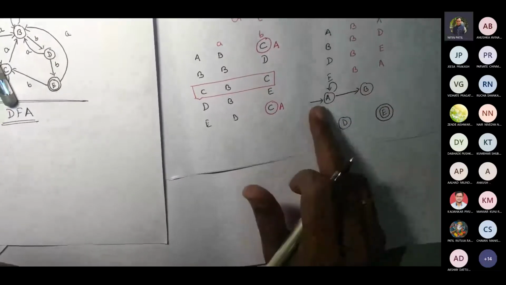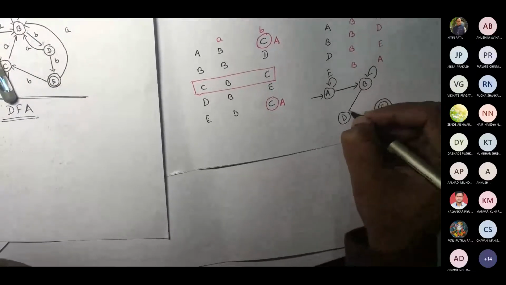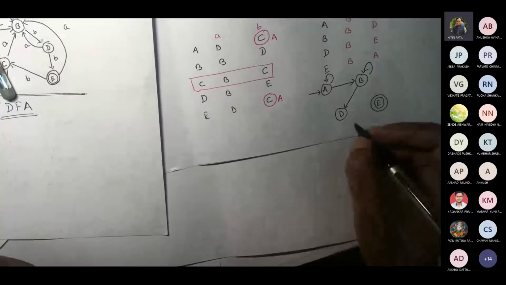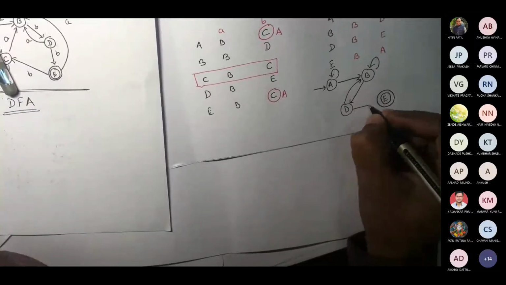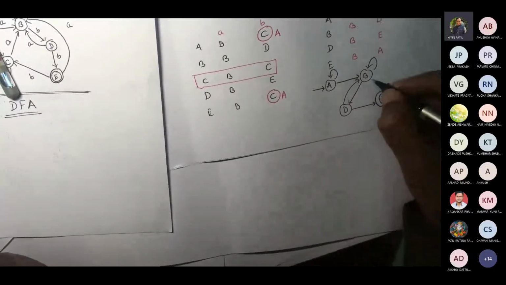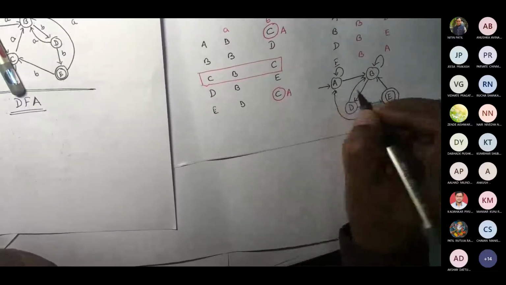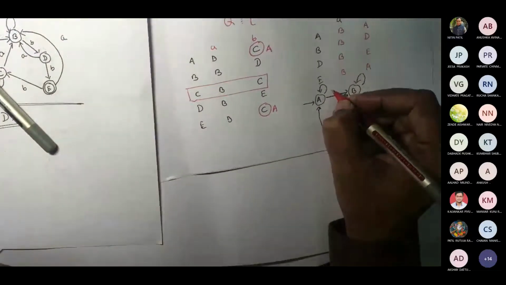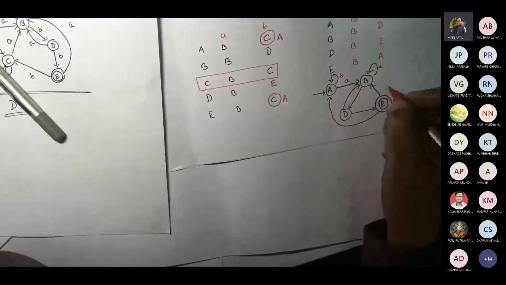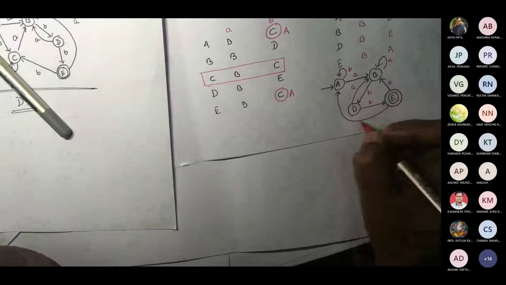For B, it is in the same group. For B, correct. For D, and for E, now let us write the inputs. So this is B, A, B, A, B, A, B.